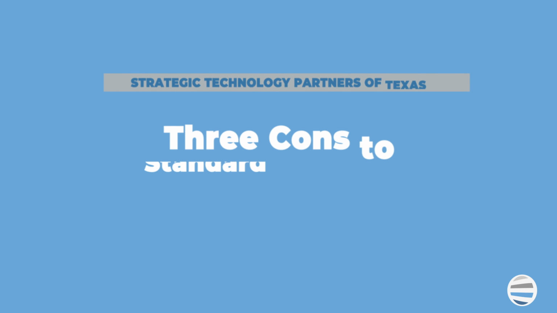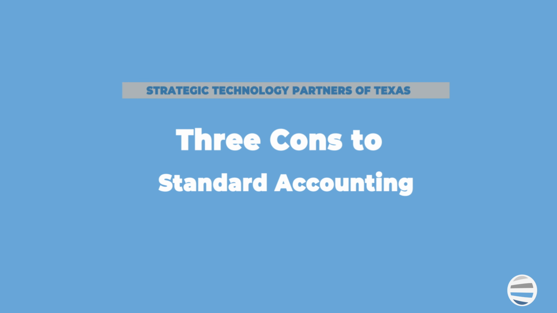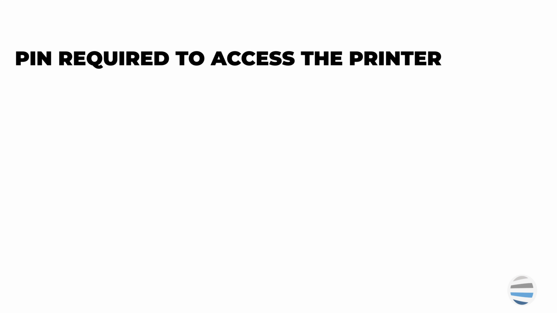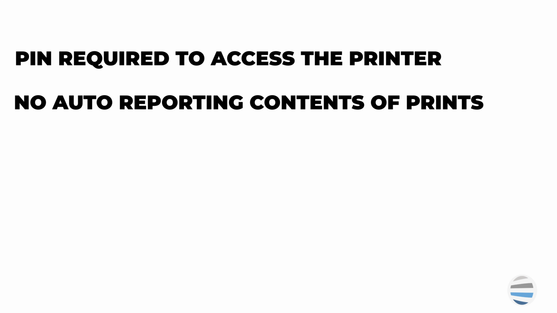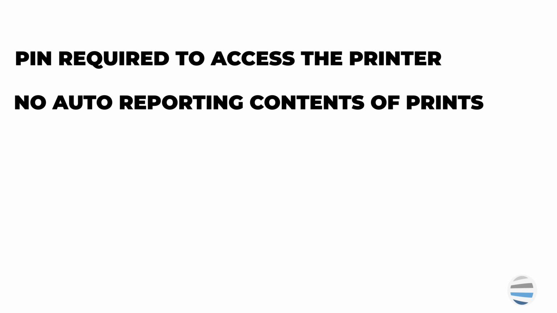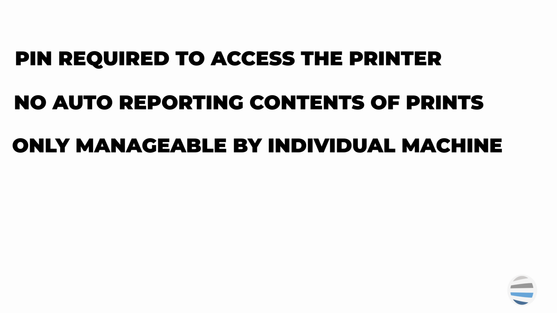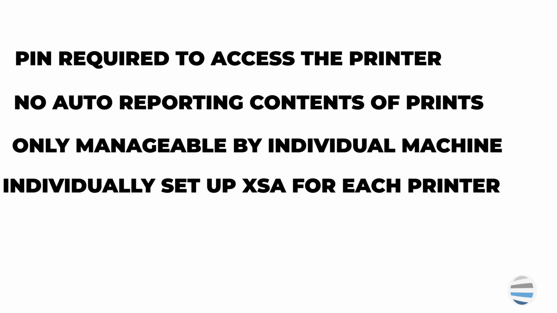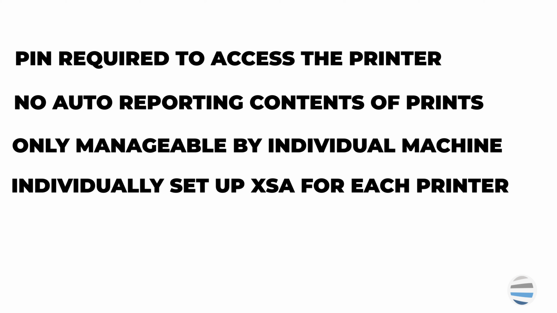3 cons of Xerox Standard Accounting are: 1, PIN required to access the printer; 2, no auto-reporting contents of prints, so it doesn't allow you to see the contents of what an individual user is printing or copying; and 3, only manageable by individual machine, which means the feature will not automatically carry over to other printers in your fleet. You can individually set up your XSA for each printer you possess, but if you have a large number of machines, this can be very time-consuming.